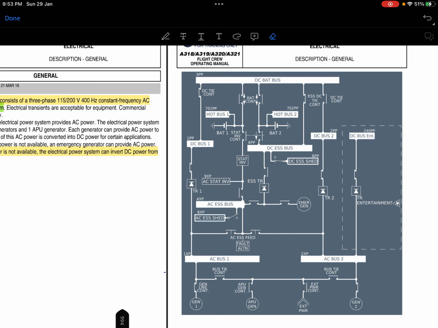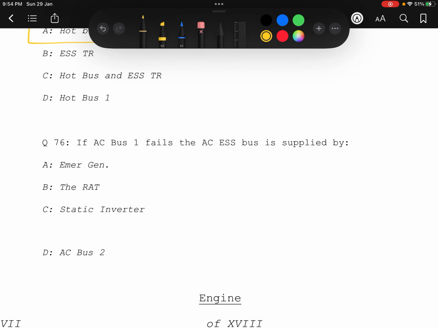If AC bus 1 fails, this AC bus fails here, the AC essential bus gets its power as follows. We will press the AC essential feed push button, and this push button will allow AC bus 2 to connect with the AC essential bus. Are you getting it? What is the function of this push button and how does this system work, right? Yes, I hope I was able to make it clear. So it is AC bus 2.